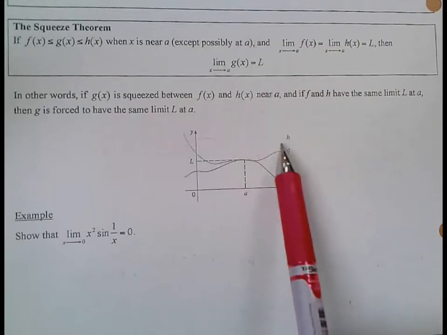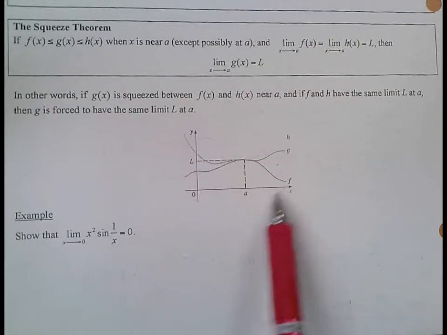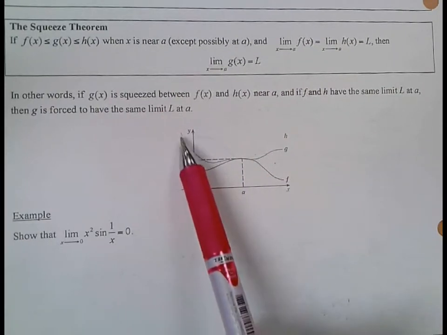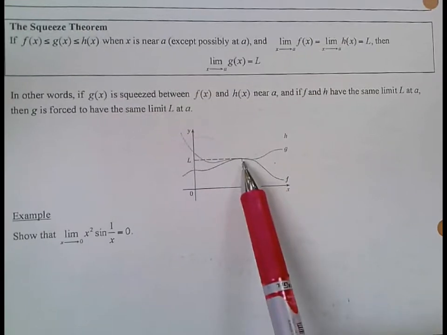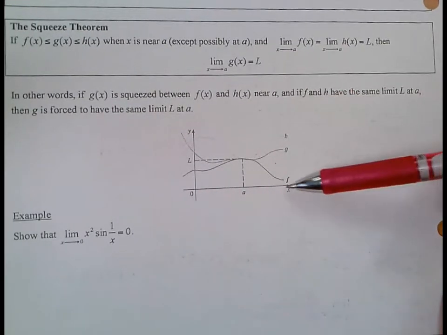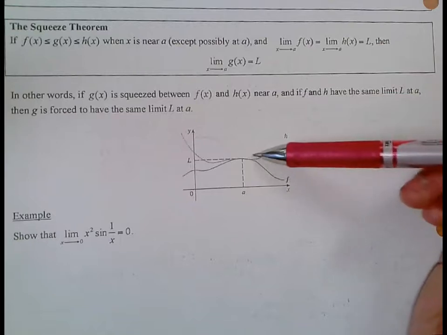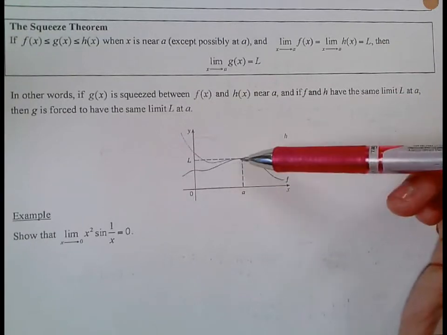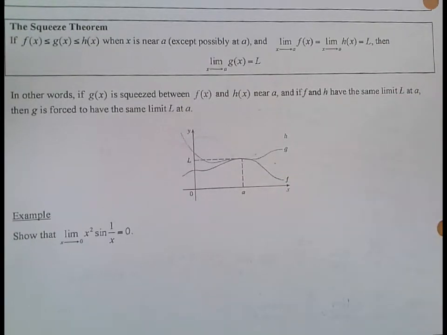So this is a visual representation of that, where you have the function g, again near a, squeezed in between f and h, and if f and h are approaching that same y value, then g must also approach that same y value if it's in between those two functions. And I mean, I could read the statement here. I know you can read it. It basically says that same thing.